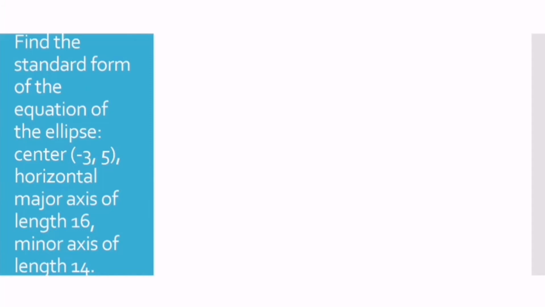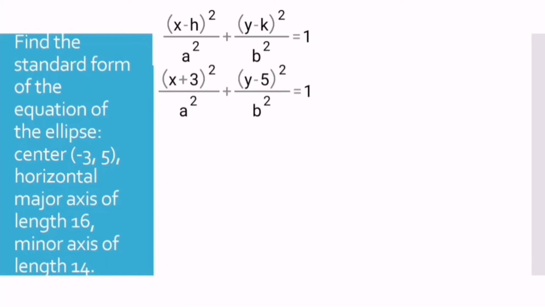Kapag parallel siya to the x-axis, ang standard form na gagamitin natin ay x minus h squared over a squared plus y minus k squared over b squared equals 1. Now, let's substitute the center, negative 3, 5. Ito yung h and k natin. Kapag sinubstitute natin si negative 3 kay h, magiging positive siya dahil may negative sign pa. And then, pag sinubstitute natin si 5 kay k, ito na yung kalalabasan. So, x plus 3 and then y minus 5.